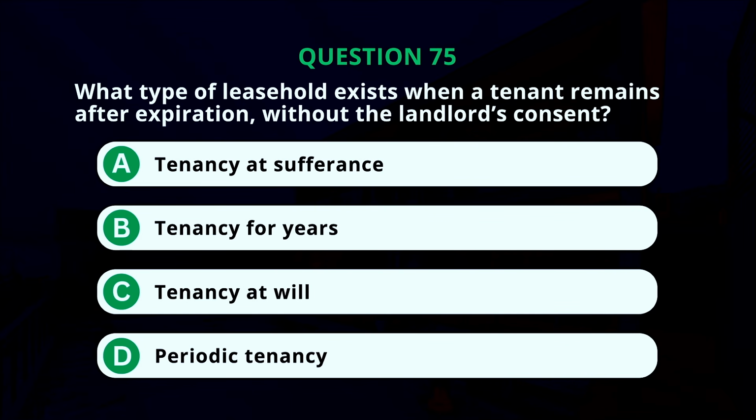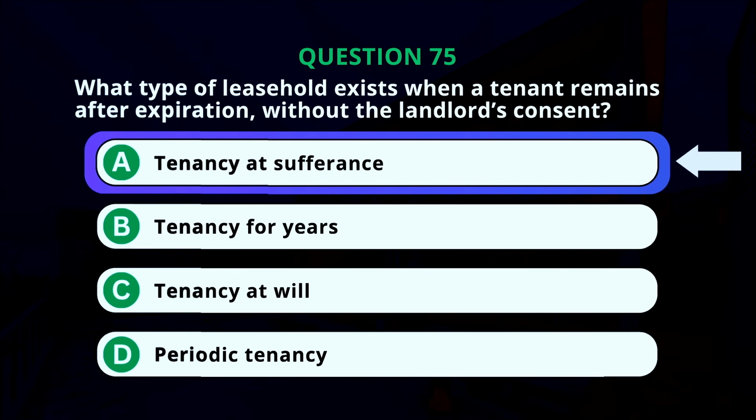Question number 75. What type of leasehold exists when a tenant remains after expiration without the landlord's consent? Letter A, tenancy at sufferance. Letter B, tenancy for years. Letter C, tenancy at will. Letter D, periodic tenancy. And the answer? Letter A, tenancy at sufferance.